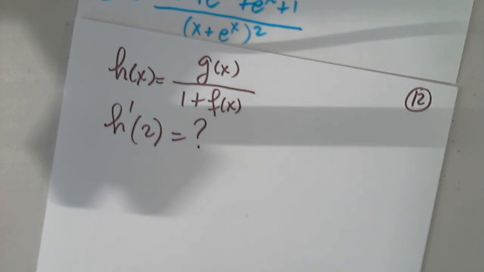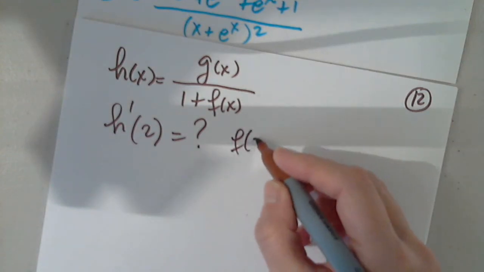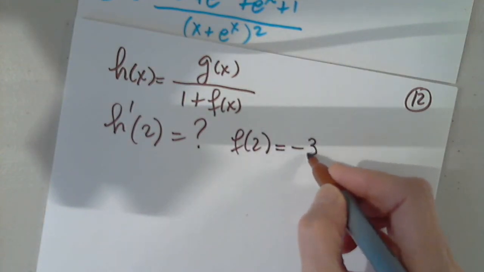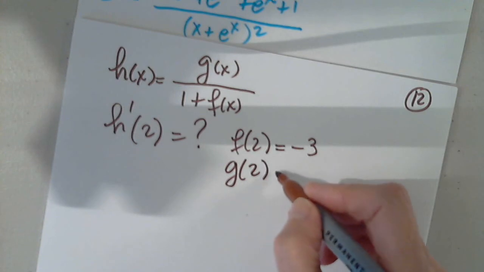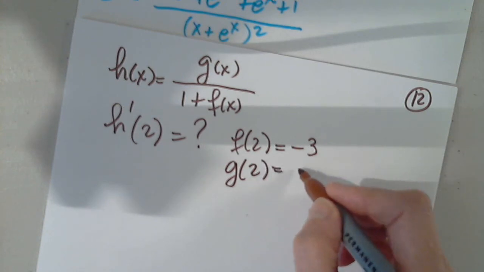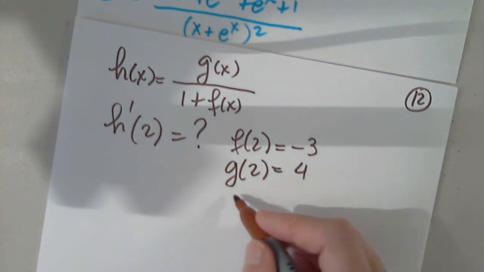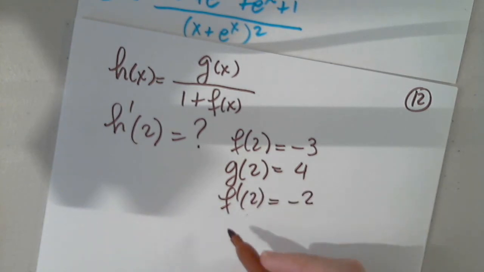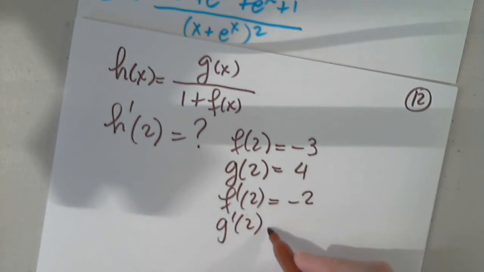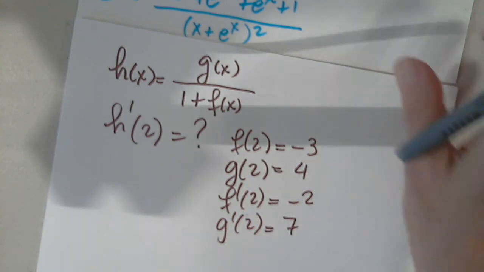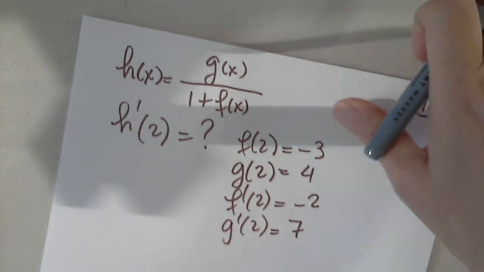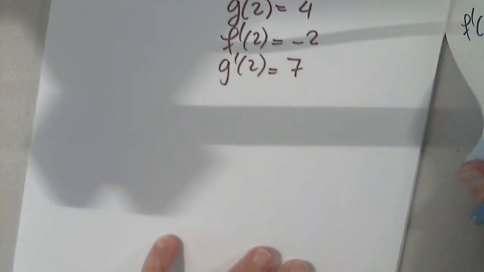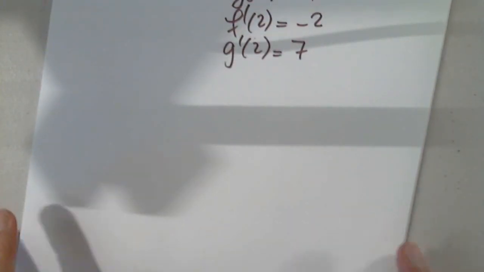I'm going to copy the information. f of 2, they say, is negative 3. g of 2, they say, is 4. f prime of 2, they say, is negative 2. And g prime of 2, they say, is 7. So they want us to determine this.